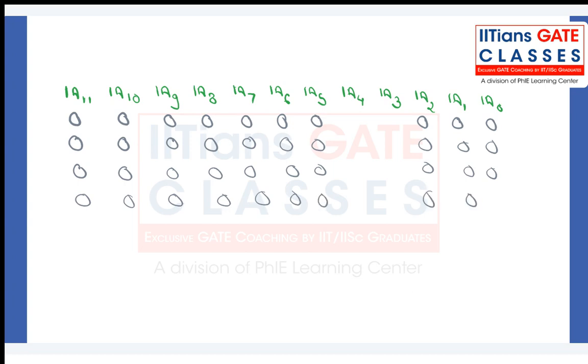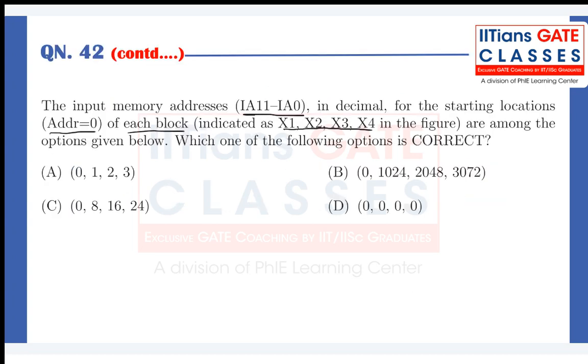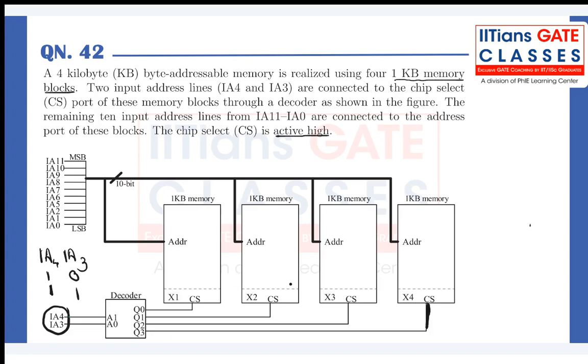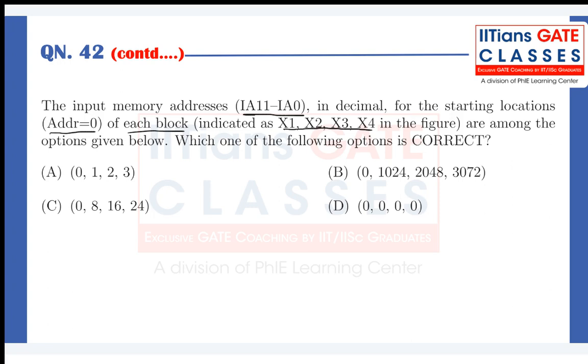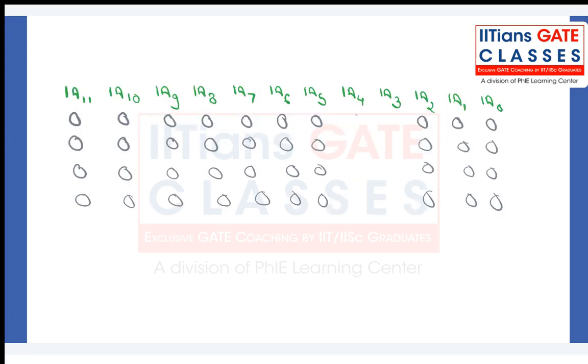Okay. Now let's calculate for x1. Where is x1? X1 is in the first memory chip. To activate that memory chip, you need to activate the line Q0. To activate the line Q0, you can put both as zeros. This is X1.